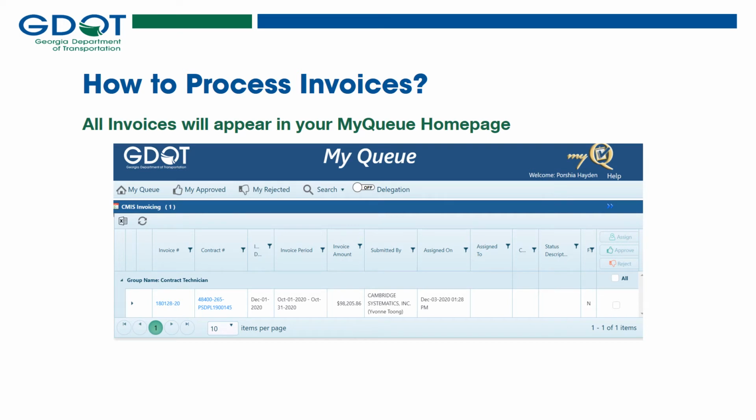You may access My Queue by going to the GDOT homepage and selecting My Queue. Your My Queue homepage should look similar to the screenshot displayed. On the GDOT My Queue, you are able to approve and reject invoices after you have reviewed them. You may see the invoice number, the contract ID number, the invoicing period, the amount that is being submitted, and who submitted the invoice.